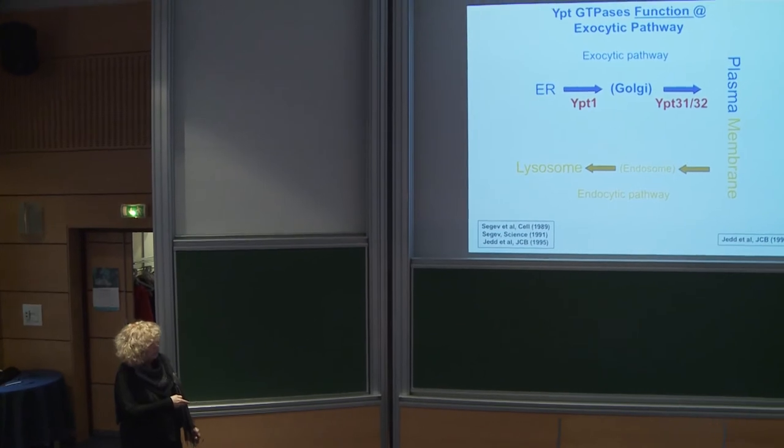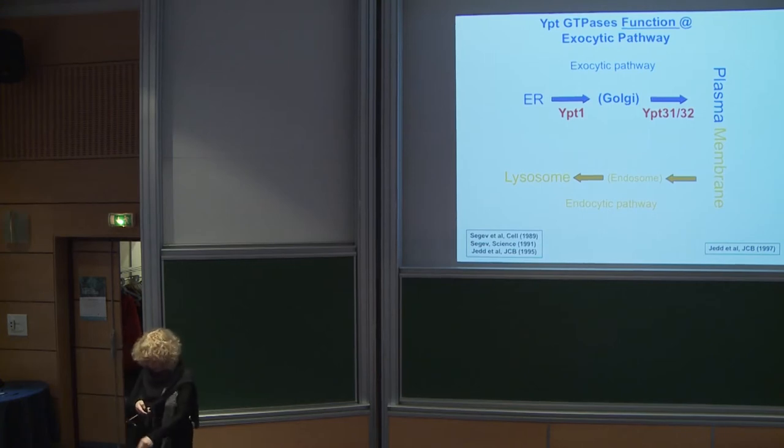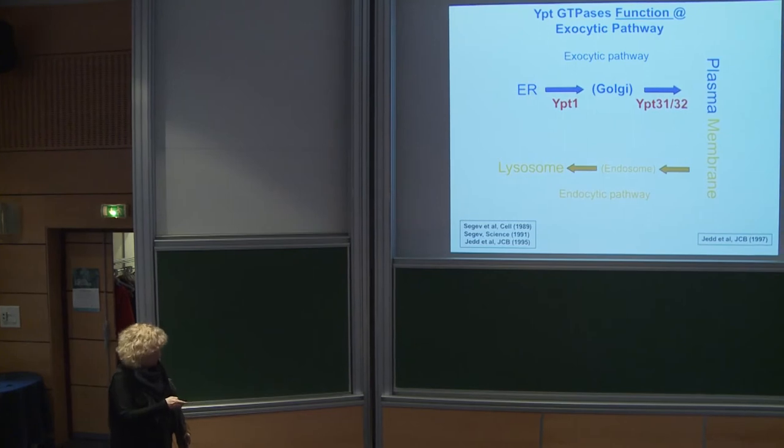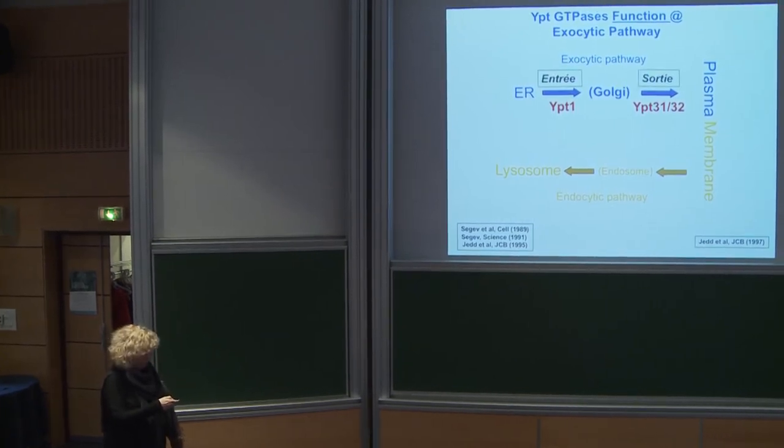In principle, why should you stop it somewhere? You always have traffic. What do you mean to stop it when you use no mutant? It's never stopped. I'll explain why in a minute. Because we saw that YPT1 is in the entrée, so this is my French, or the sortie from the Golgi, we call them the Golgi gatekeepers, okay?